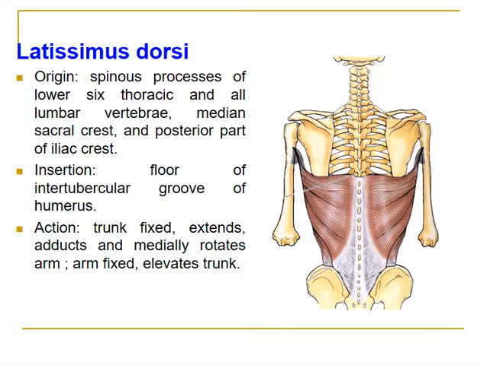Now let's move to latissimus dorsi. As you can see there, where the trapezius ends, the latissimus dorsi begins, at the spine of scapula. So origin is spinous process of the lower 6 thoracic and all lumbar vertebra. Starting from the 7th vertebra going down to the 12th thoracic vertebra is where the latissimus dorsi sits, together with all lumbar vertebra, then median sacral crest and posterior part of iliac crest.